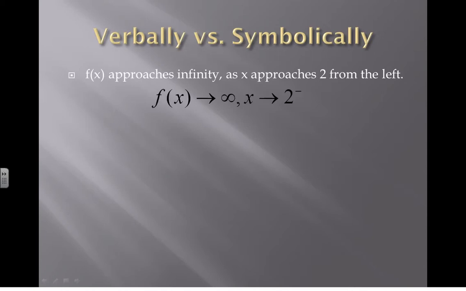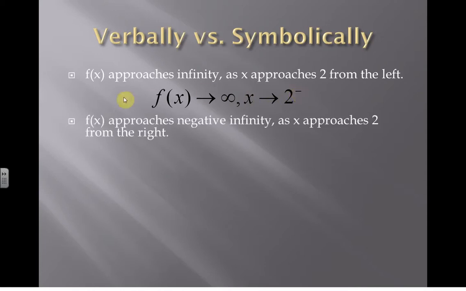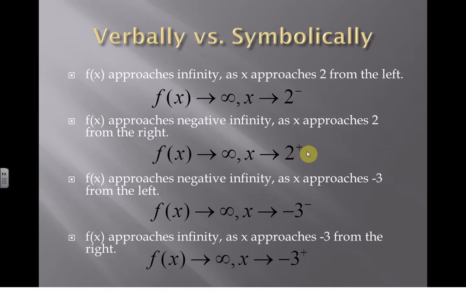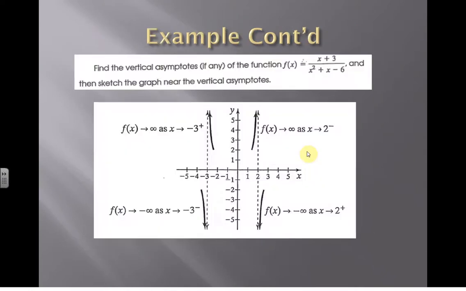So verbally versus symbolically, this is how it would look. F of x approaches infinity as x approaches 2 from the left. So that's the math behind it. F of x approaches negative infinity. That should be a negative sign, my bad. As x approaches 2 from the right. Etc., etc. You guys can read, and pause if you need to. But basically, that's the math behind the notation. That's what we'll be kind of looking for. Okay, so this is what it tells you.